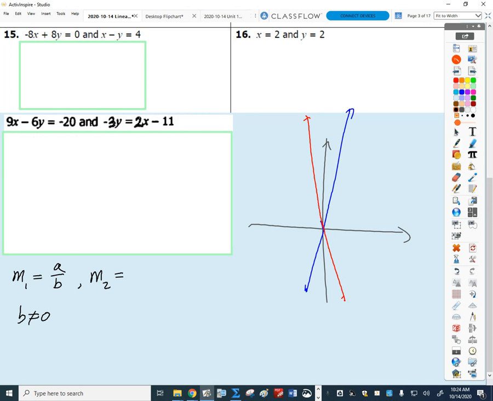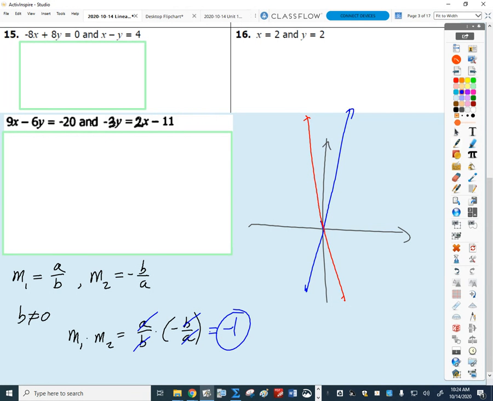What would the perpendicular slope be? What do you think? Kendall? If M1 is A over B and M2 is perpendicular, what would its slope have to be? Negative B over A. Okay, good. Look what happens when we multiply these slopes. M1 times M2: I get A over B times negative B over A. Well, look, we get cross-canceling, and we get -1.